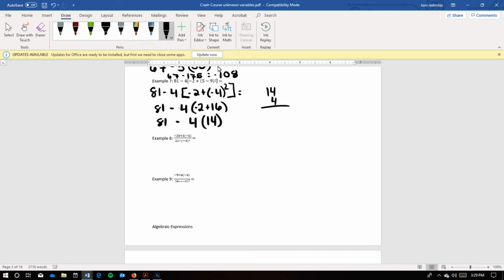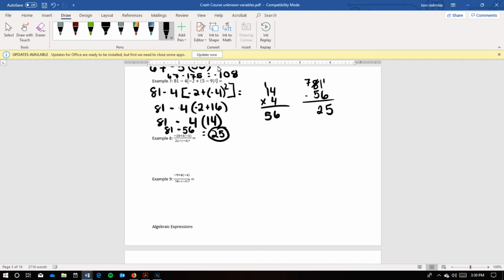I know it's going to be negative because the 14 is positive, but the 4 is negative. But I need to actually do my math to figure out that it's 56. Alright, I have different signs. My 81 is positive, but my 56 is negative, which means I subtract. And because the 81 is bigger, it will be a positive 25.